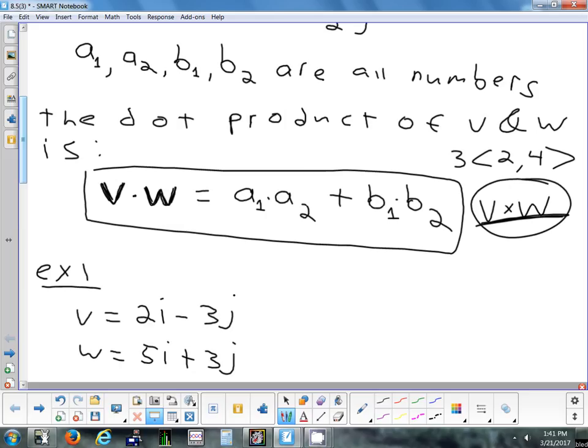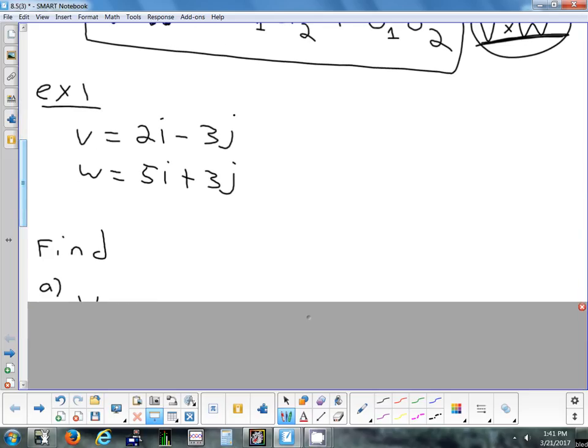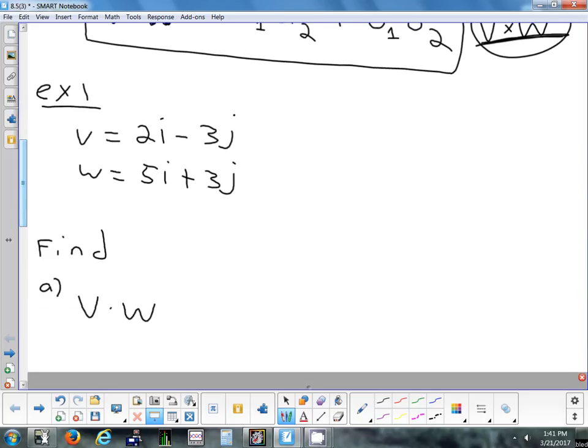And that's it. Just want to find that dot product. We're not going to do anything with that number for now. We'll just see if we can figure it out. The first way I want to do it is v dot w. I want to do it in that order, v dot w.